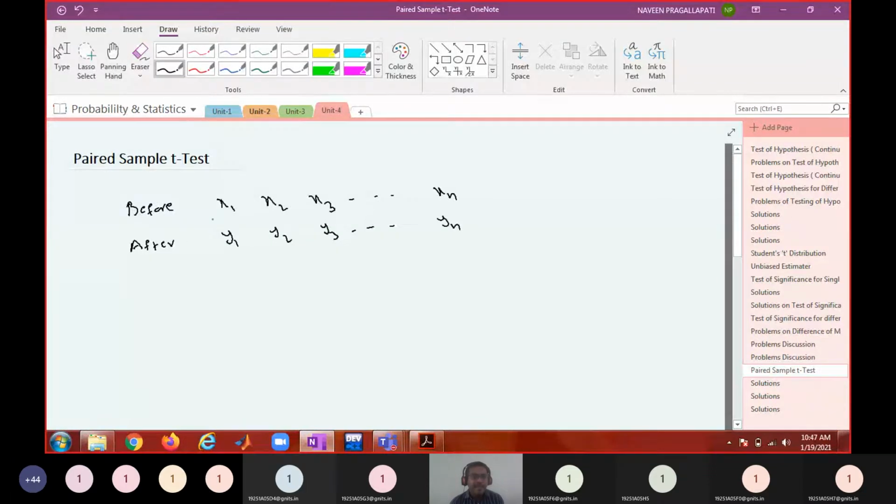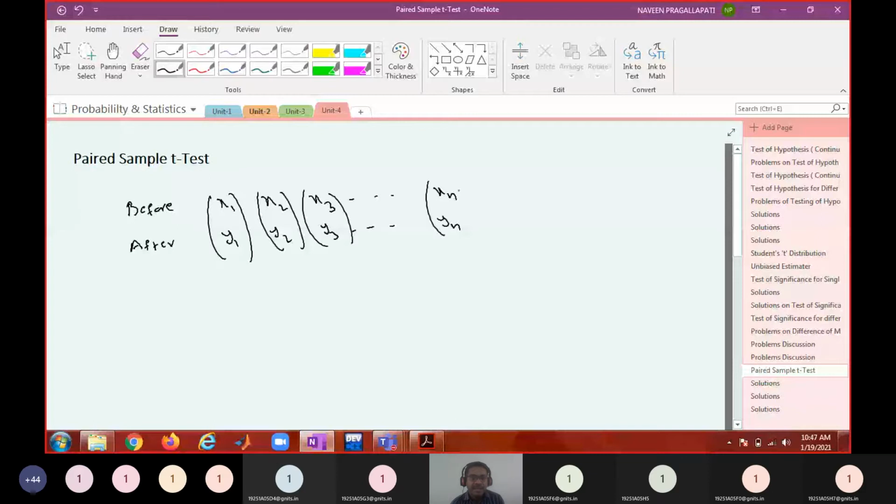We want to compare these two sets of data, not by applying the difference of means test, because in that case the sample observations are independent, but here the sample observations are dependent. That's why we don't apply the difference of means test, but we apply the paired sample t-test. That means you take the difference of each pair of data, the before and after observation data.